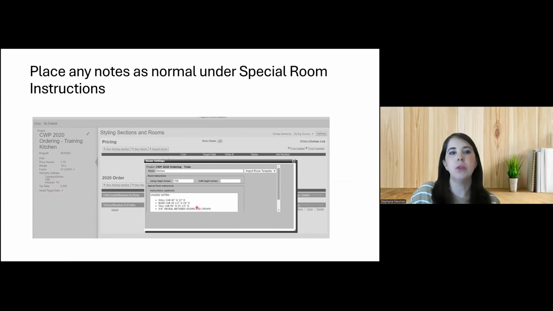You can also still utilize what Dave was talking about, these special instructions. So if you know that those wall cabinets are going to be at a little bit of a different height, or you know what you want the reveal to be between your doors and crown, that's still useful information to put into these special instructions in this order header.